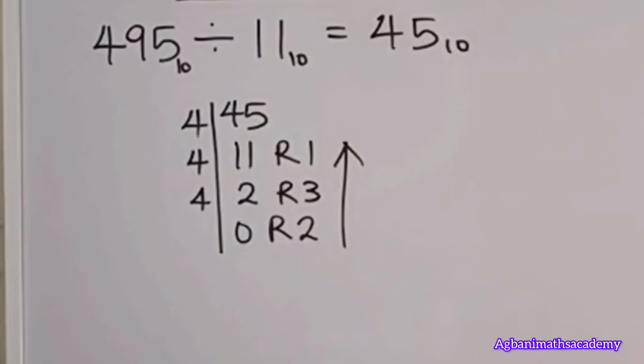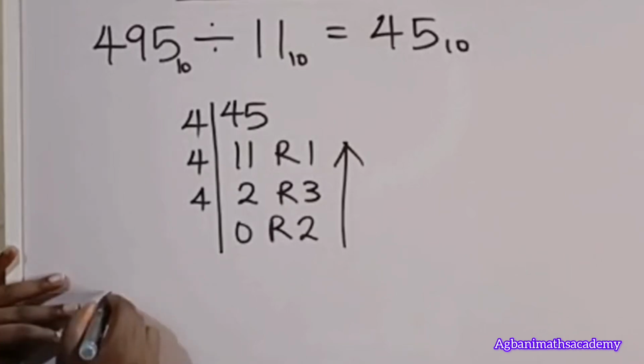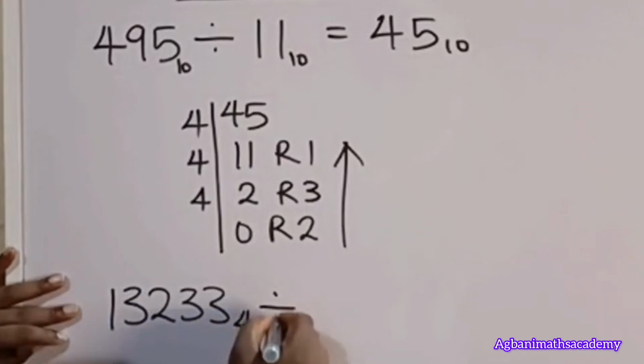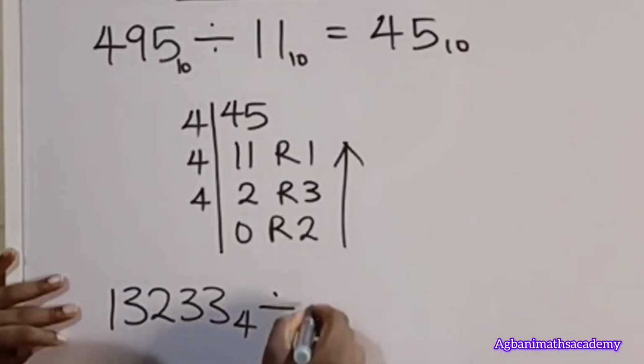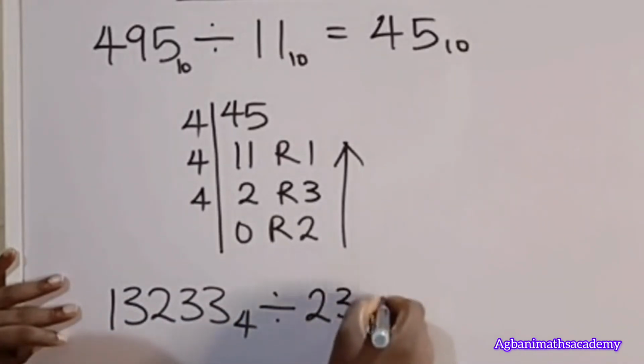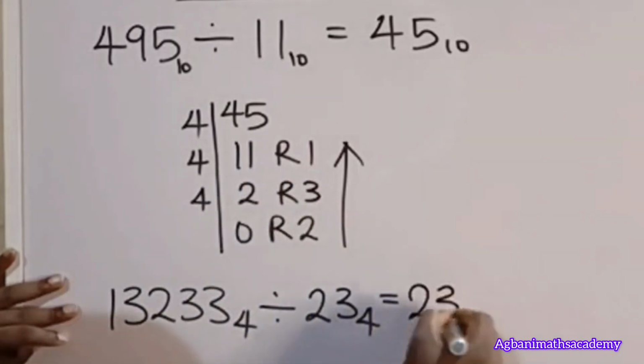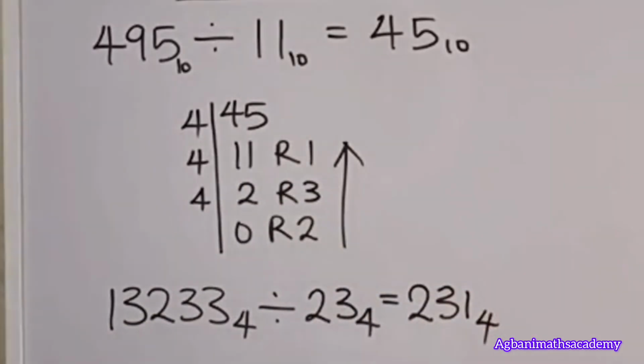Okay? So in summary, 13233 base 4 divided by 23 base 4 is equal to 231 base 4. That gives us our answer. I'm going to give you guys one question to try out, and then that'll be all for today's class.